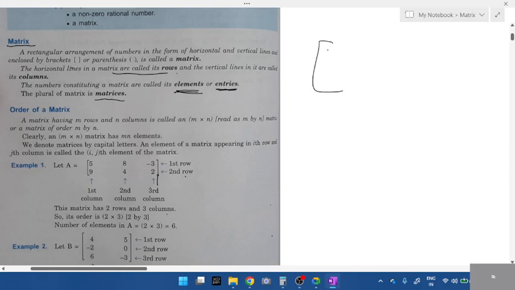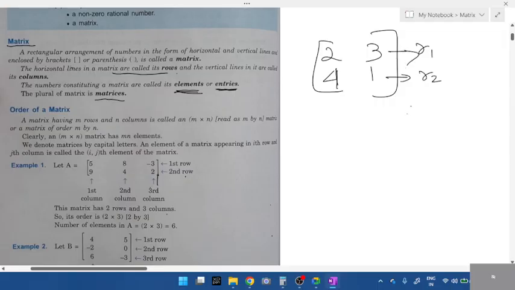Just take some random value, students, right? 2, 3, 4, 1. Tell me how many rows are there in this? How many flat lines do we have? Looking at it, 2 rows, right? This is first row. I'll write it as R1, row 1. And this is row 2.